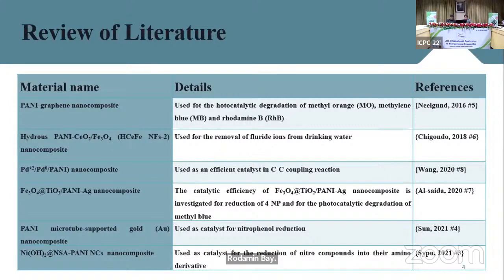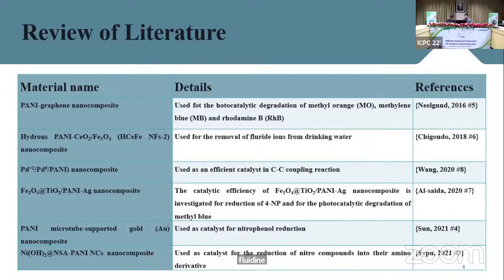A very important nanocomposite, that is, anhydrous polyaniline cerium oxide ferric oxide nanotube, has been fabricated. Chigaru and his fellows used this composite to remove the fluoride ion from drinking water. They found out that the nanocomposite removed the fluoride ion effectively within the pH range of 3 to 5.